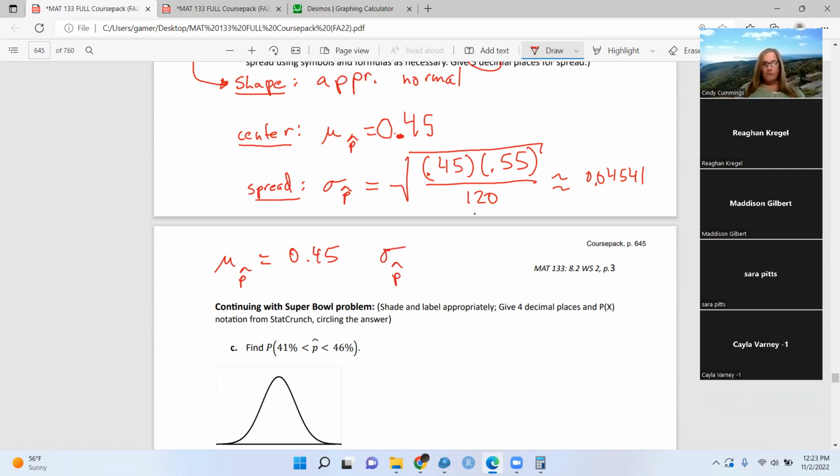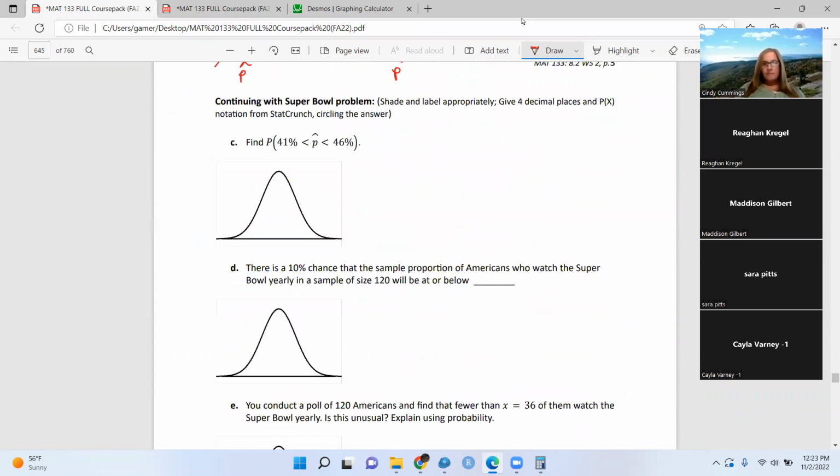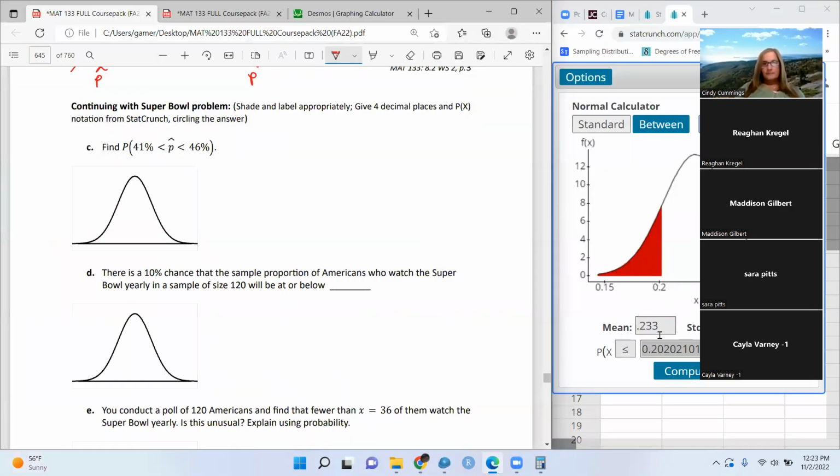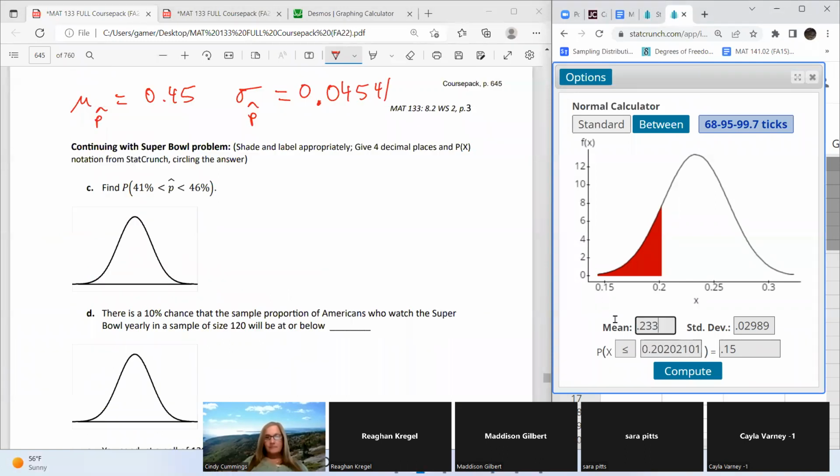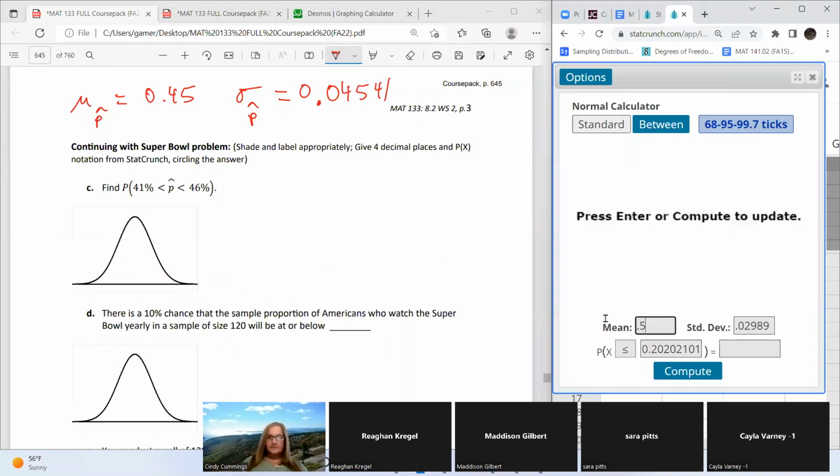The spread or the standard deviation is 0.04541. Be careful in StatCrunch. What you put inside here has to be a number between 0 and 1 when you're working with a proportion. Especially because we're doing a mean of 0.45 and a standard deviation of 0.04541. So if you're given a percentage, convert it to a decimal, always and forever.